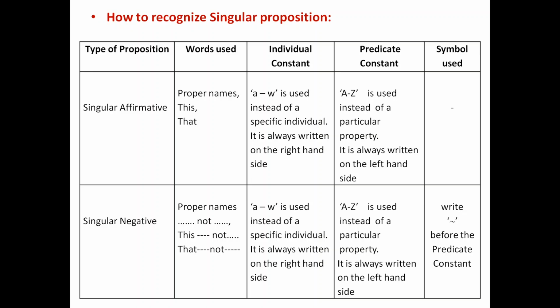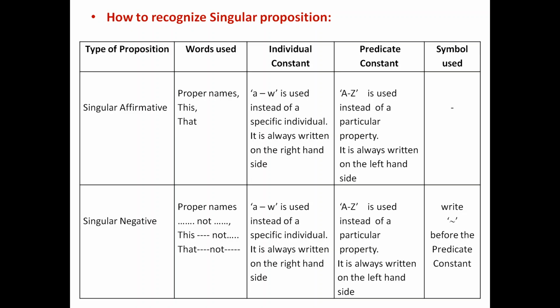To recognize singular propositions, we have to follow this table. When proper names are given in a proposition, or words like this, that, which specify the individual are given, then it is a singular proposition. And if the individual possesses the property, it will be an affirmative proposition. And if it does not possess, then not will be used in the proposition and it will be a singular negative proposition.